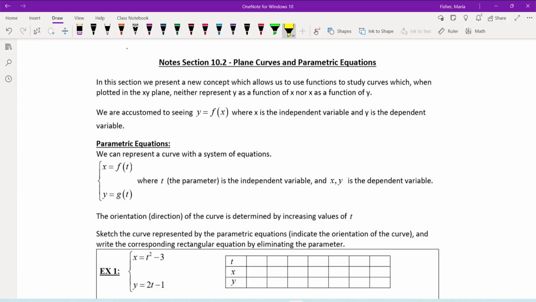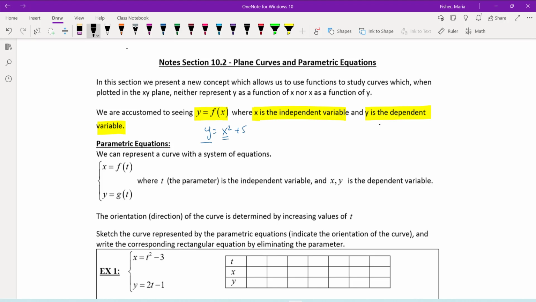So what we're used to seeing are things like this: y equals f of x, where x is the independent variable and y is the dependent variable. Again, things like y equals x squared plus 5. Again, x is your independent variable, y is your dependent variable. And that's a function, that's what we're used to seeing.